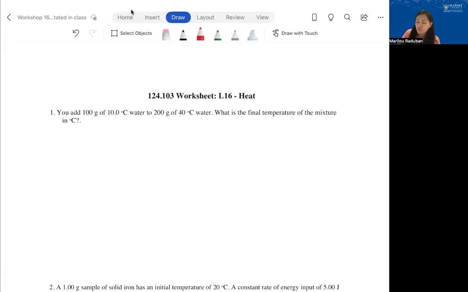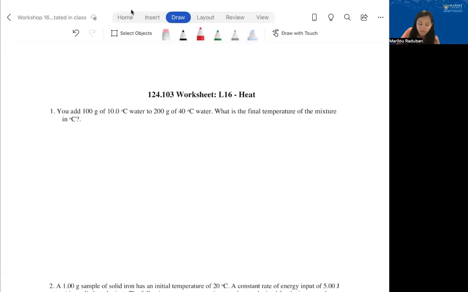So we've seen during the lecture that of course, heat will transfer from the 40 degrees Celsius water to the 10 degrees Celsius water, from hot to cold, until you arrive at the final temperature, at which case you're at thermal equilibrium. So the heat lost by the 40 degrees Celsius water will be gained by the 10 degrees Celsius water. And we've already derived the equation earlier during the lecture.